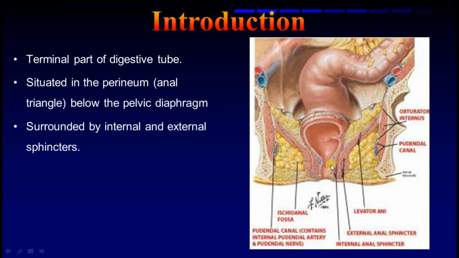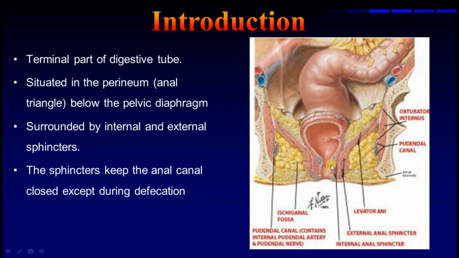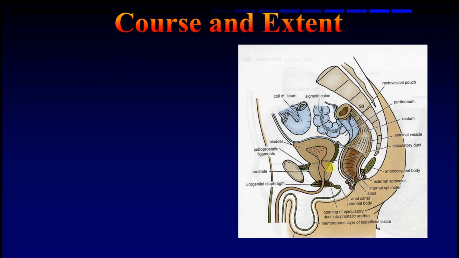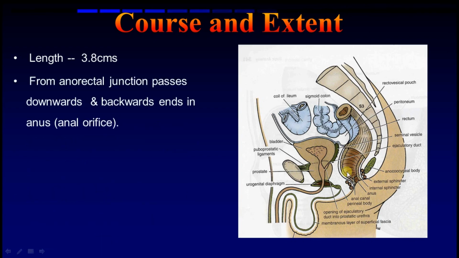So in a cross section it appears as an antero-posterior slit. Okay. So the sphincters help to keep the lateral walls approximated in a closed position, and it only relaxes during the defecation. So approximately 4 centimeters is the length of the anal canal, or to be precise 3.8 centimeters from the anorectal junction, slightly in front of the tip of the coccyx.